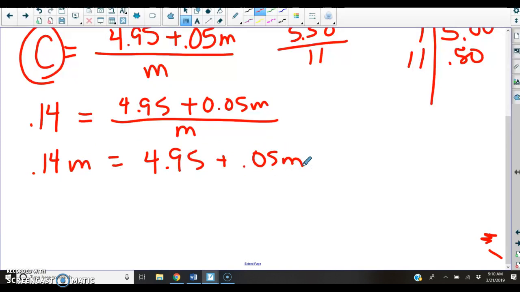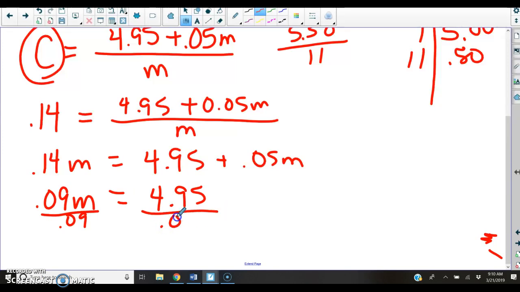Solve it for M, so I'm going to subtract 0.05 M, so I'm going to have 0.09 M equals 495. And to solve that for M, I got to divide out your 0.09. And that became, all right, I got to do that one. Okay, 495 divided by 9 cents. That became 55. So if you use it for 55 minutes, then you have 14 cents per minute.